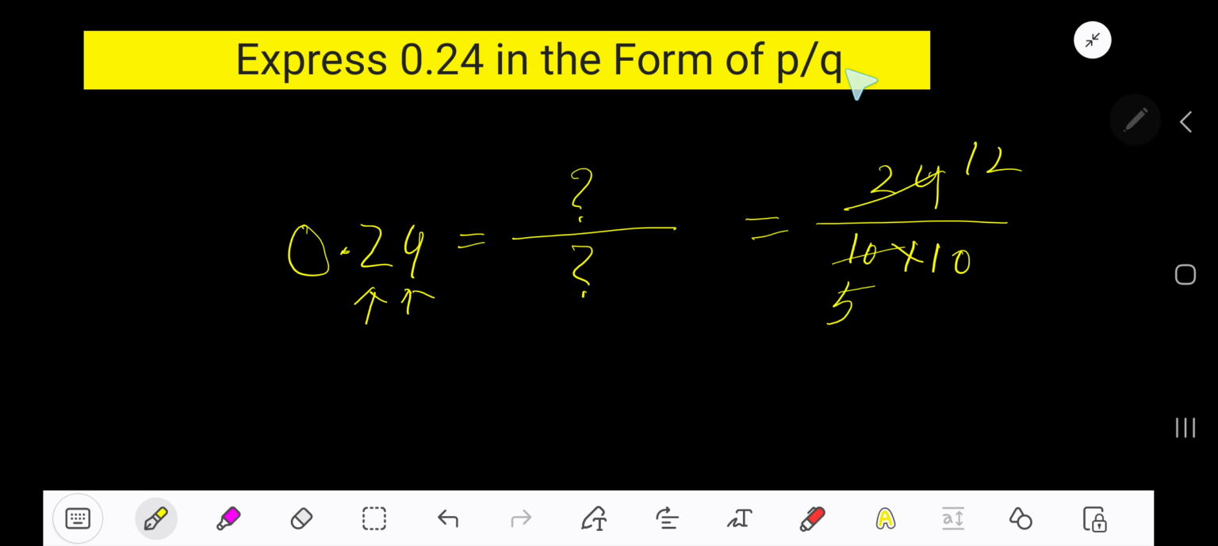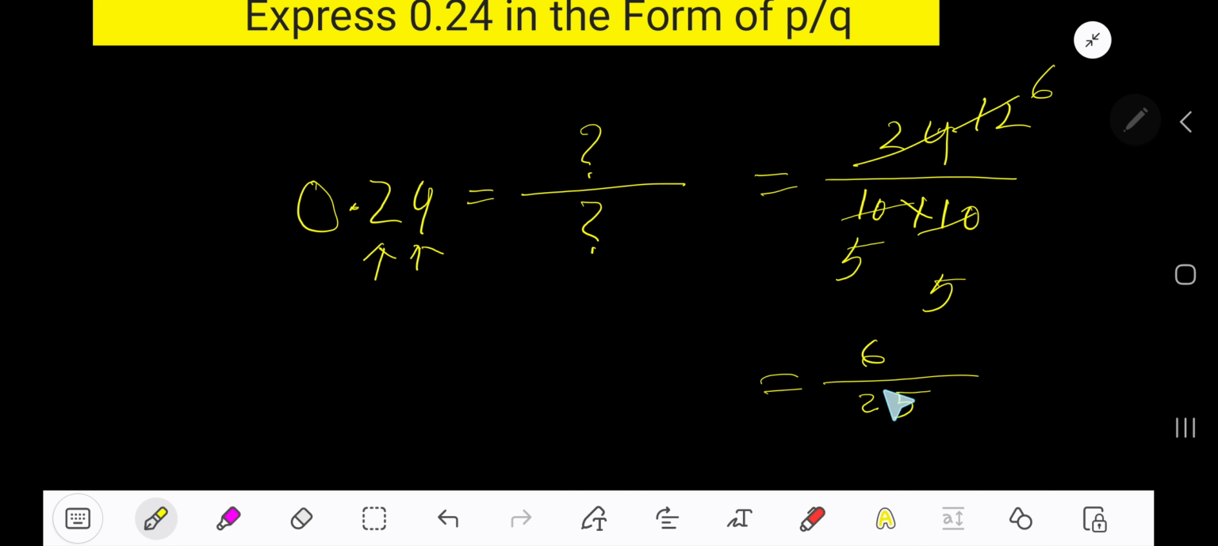Again, if I divide this 12 by 2, I will get 6, and if I divide this 10 by 2, I will get 5. So 6 over 5 times 5, which means 25. Now look, there is no common factor between 6 and 25 other than 1. So we can say that this is the lowest term or reduced form.